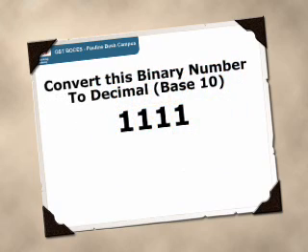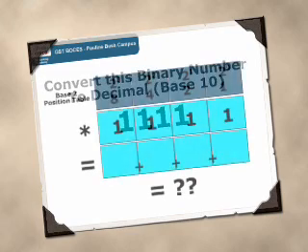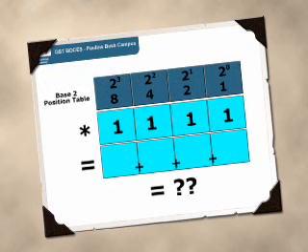Let's try another one. Convert the number 1111 to its decimal equivalent. First, enter the number into a binary position table. Then, multiply down and add across, and you will get a value of 15. In the next lesson, we will expand to 8-bit numbers, which will help when we start our discussion of IP version 4 addresses.